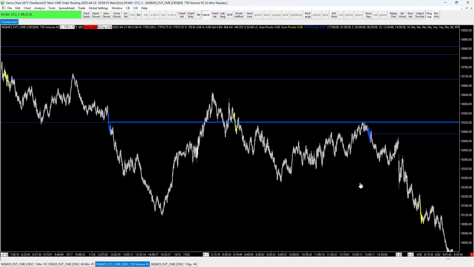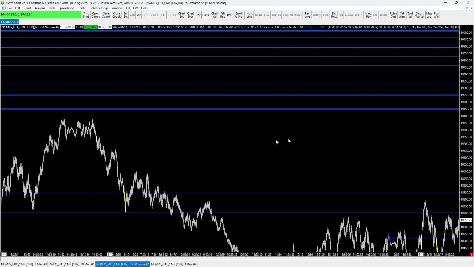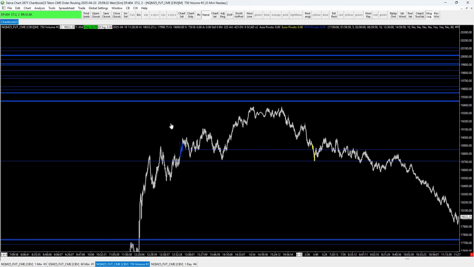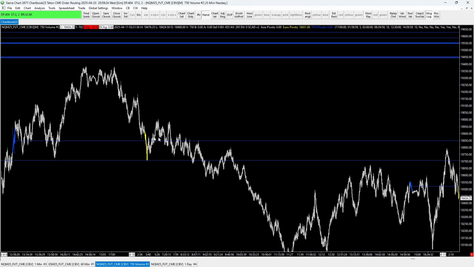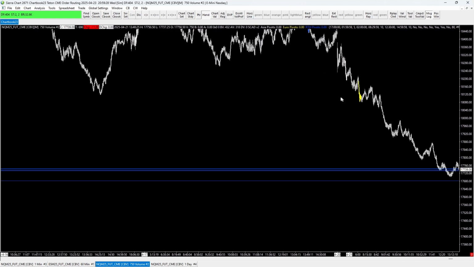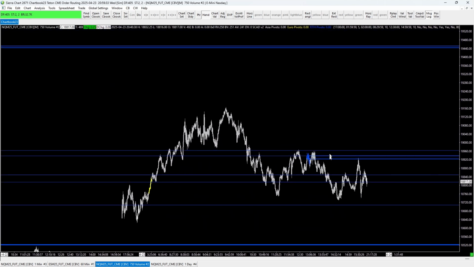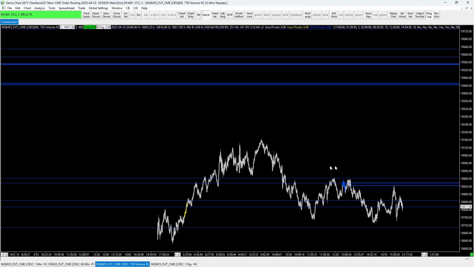What is it about this study that makes it difficult to use a subgraph, and why is it a drawing? Well, part of it is because it plays these levels over and over again. That's the thing with the clustering: I want to see when it comes back and puts in more delta at the level.